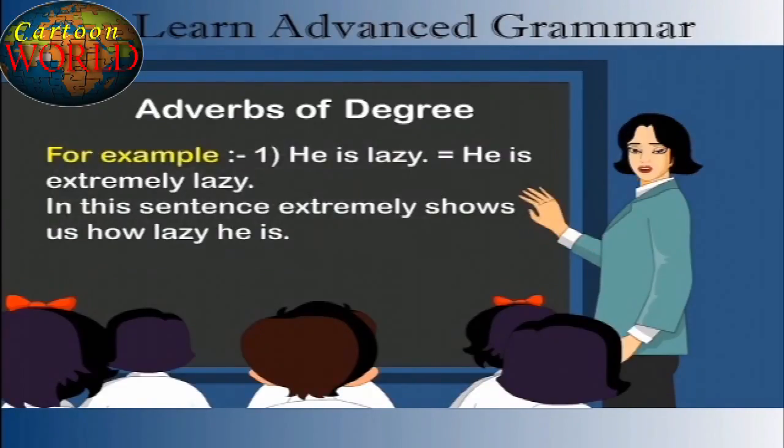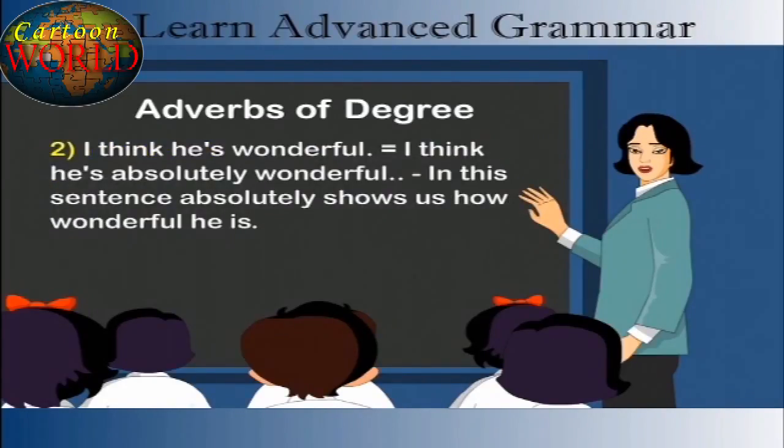etc. For example, 1. He is lazy. He is extremely lazy. In this sentence, extremely shows us how lazy he is. I think he is wonderful. I think he is absolutely wonderful. In this sentence, absolutely shows us how wonderful he is.